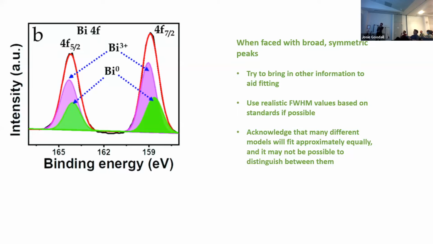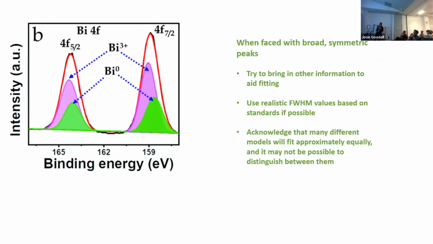Use realistic full width half maximums, that means a breadth, based on standards if possible. So if you can measure a standard of pure bismuth 3+, for example, that only has bismuth 3 and no bismuth 0, and then compare it to this one, that could give you some confidence that this peak really is broader. So it might indicate that there is another environment for this. I don't really think it's bismuth 0 instead.